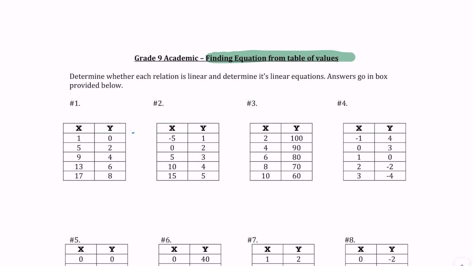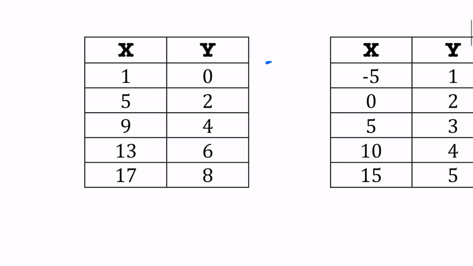Just to remind you, any linear equation you have, if it is in fact linear, can be represented as y equals mx plus b, where our m value is our rate of change, also known as our slope, and the b value is our y-intercept, also known as our initial value. So let's take a look at our first table.